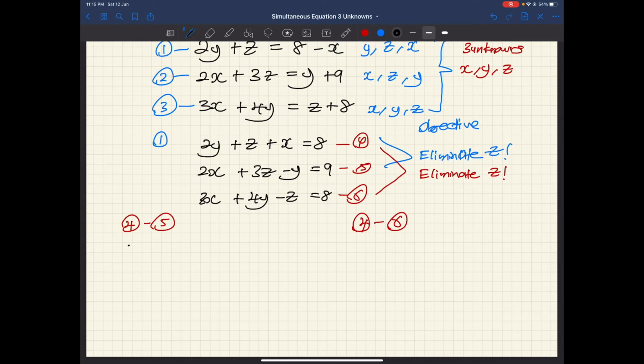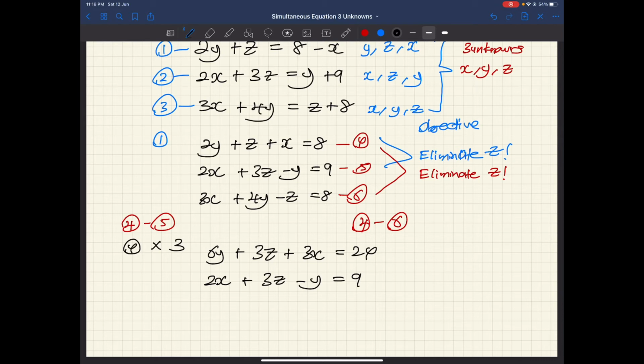So what am I going to do? My equation 4, I'm going to multiply the whole equation by 3. Let me do that. 3 times 2y, I get 6y plus 3z plus 3x equal to 24. And I'm going to rewrite my equation number 5: 2x plus 3z minus y equal to 9. Once I have this, I can make a decision on whether I want to minus or plus.